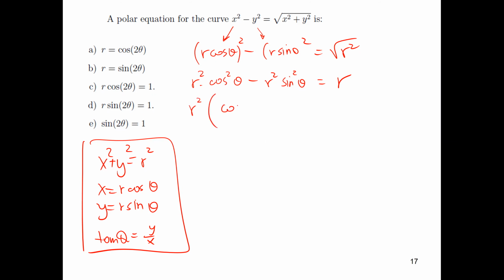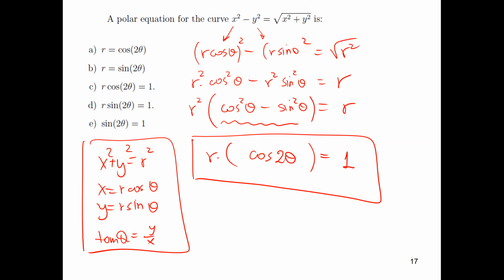And who can tell me what this formula is? Cosine squared theta minus sine squared theta. It's cosine of the double angle. That's another formula that we have to know. But probably for the integration, you remember that formula from section 7.2. Okay, that means that's done. This is my final answer.